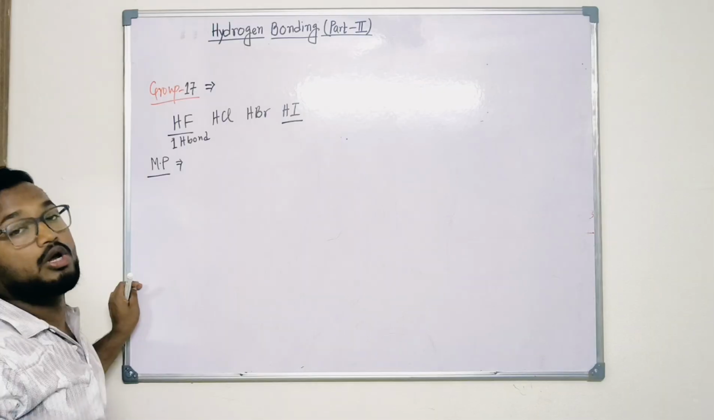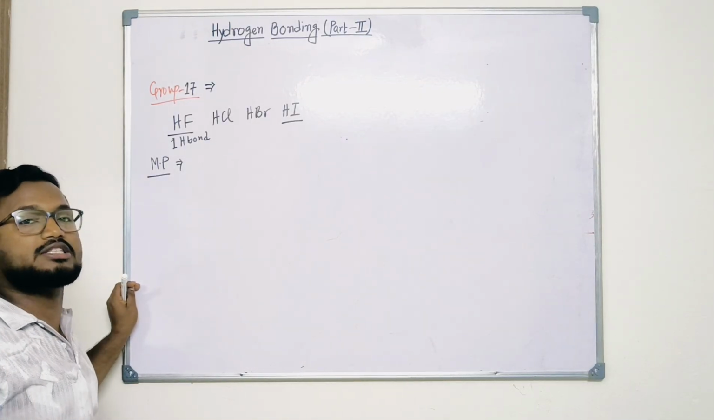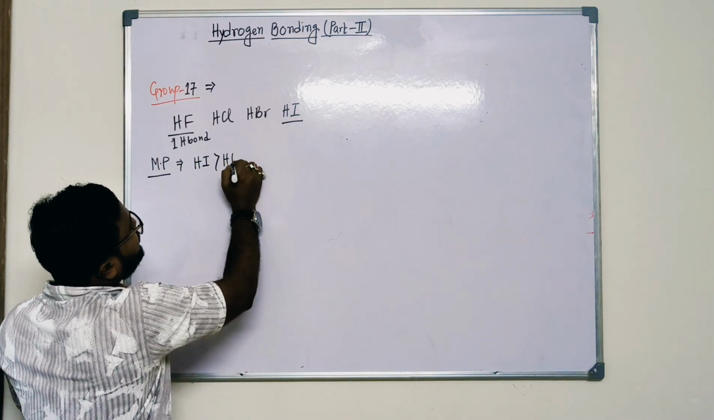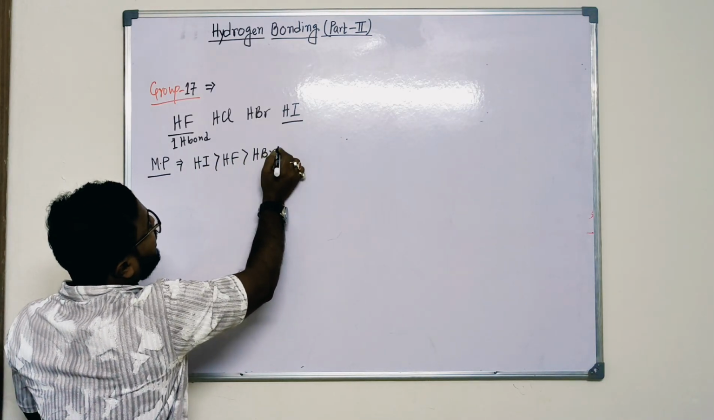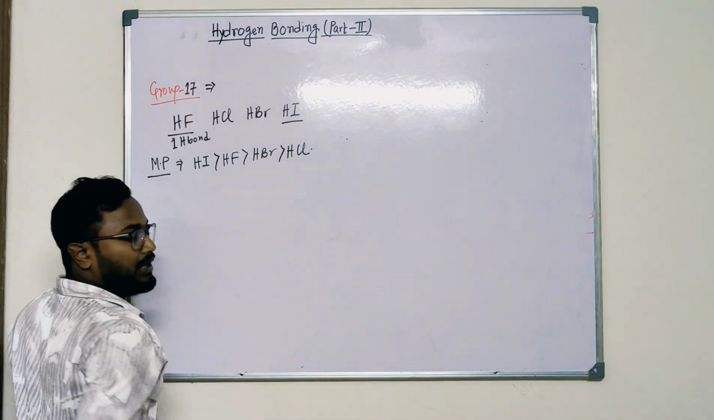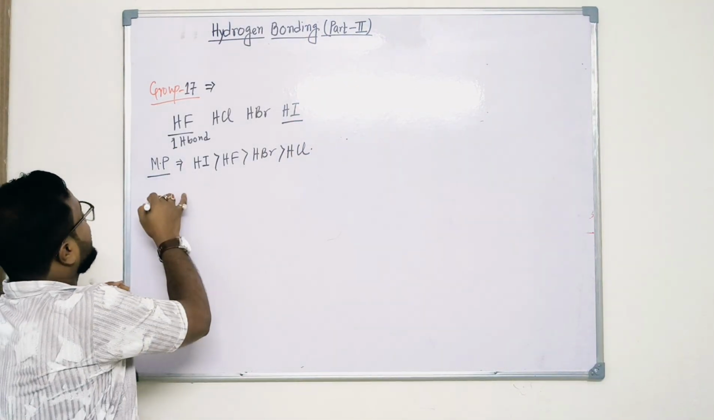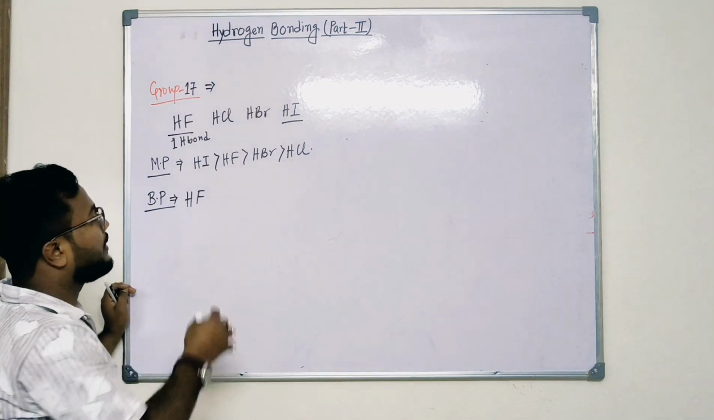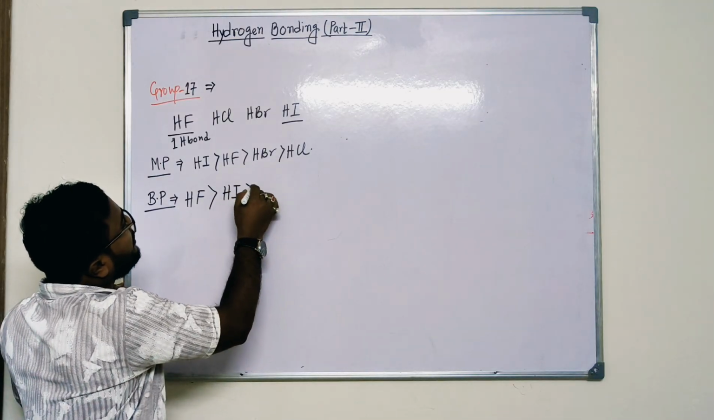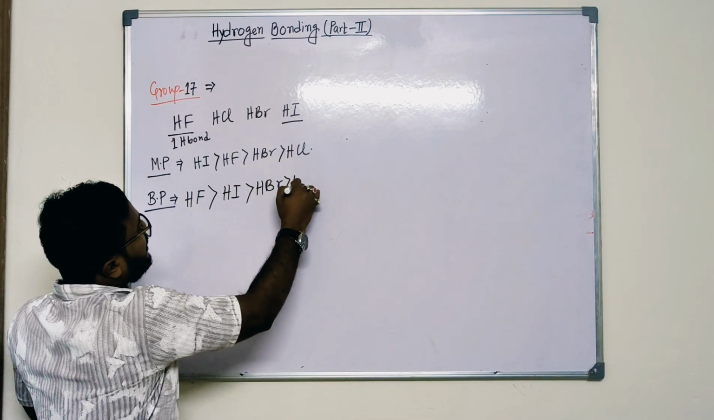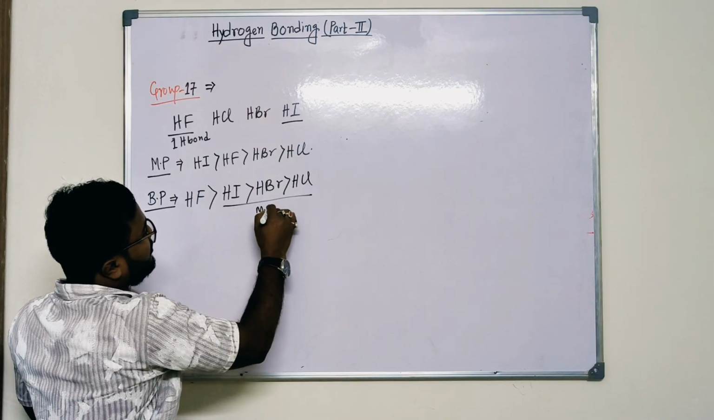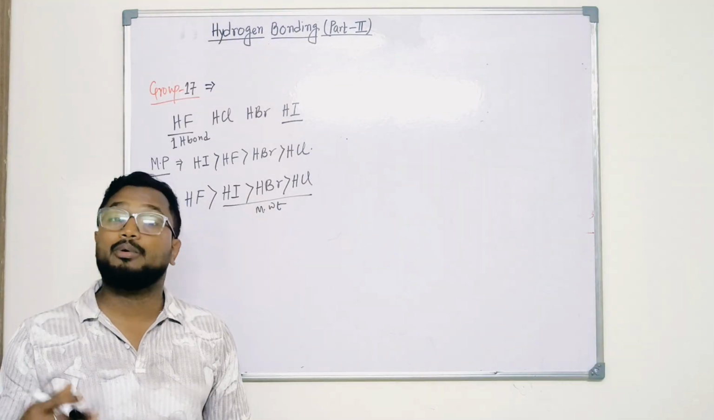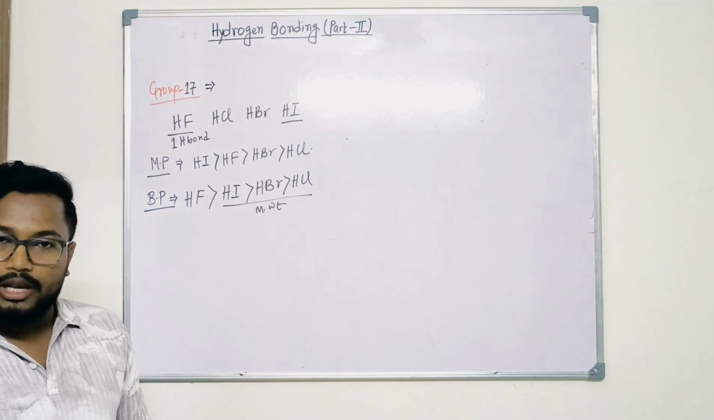So in this case also, molecular weight will overcome the concept of hydrogen bonding. So highest HI, after that it will come HF, then HBr, after that HCl. This is the order of melting point. If you are comparing boiling point, HF will be highest. Hydrogen bonding is more preferable. After that HI, after HI HBr, then HCl. This is the order of molecular weight we are following. So this is all about how group elements affect the melting and boiling point of the compounds.